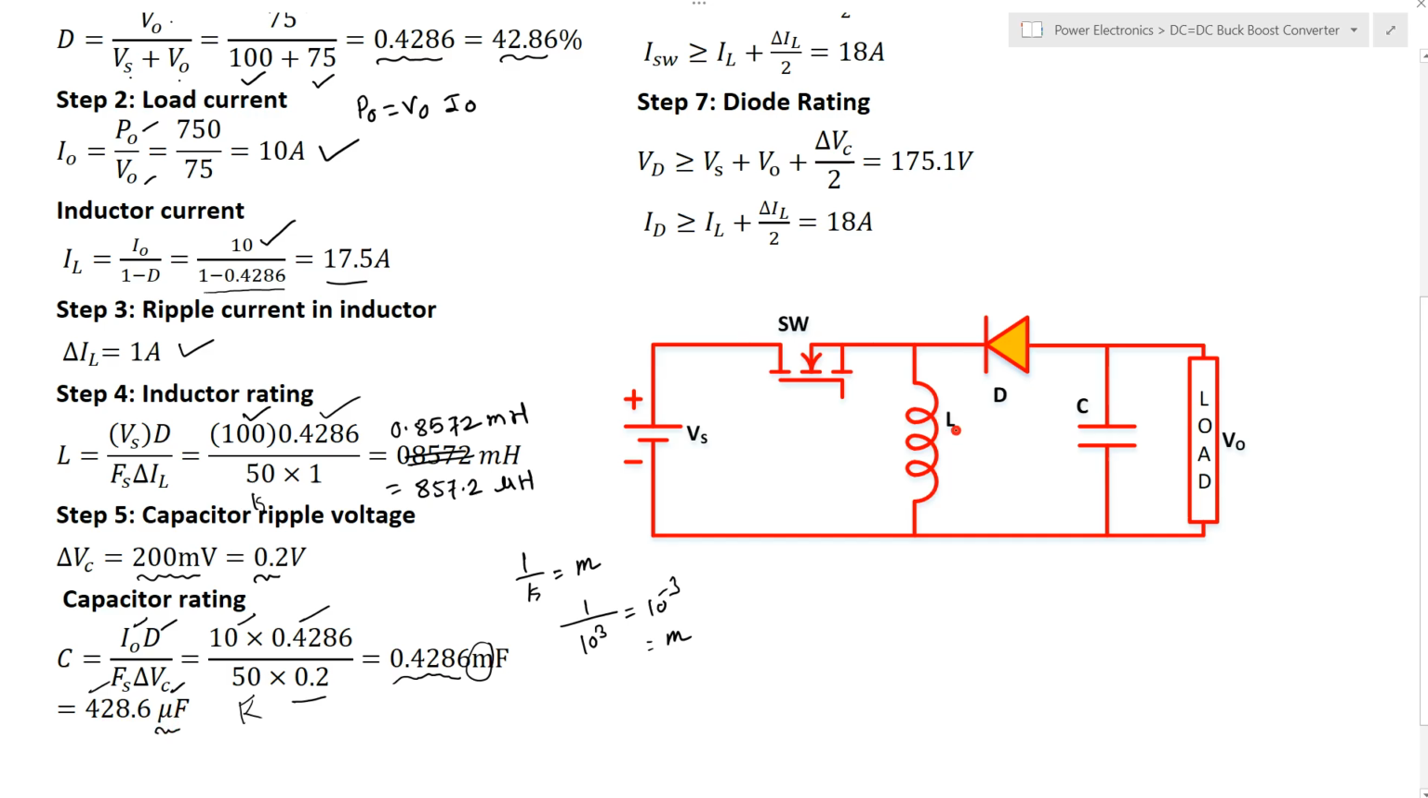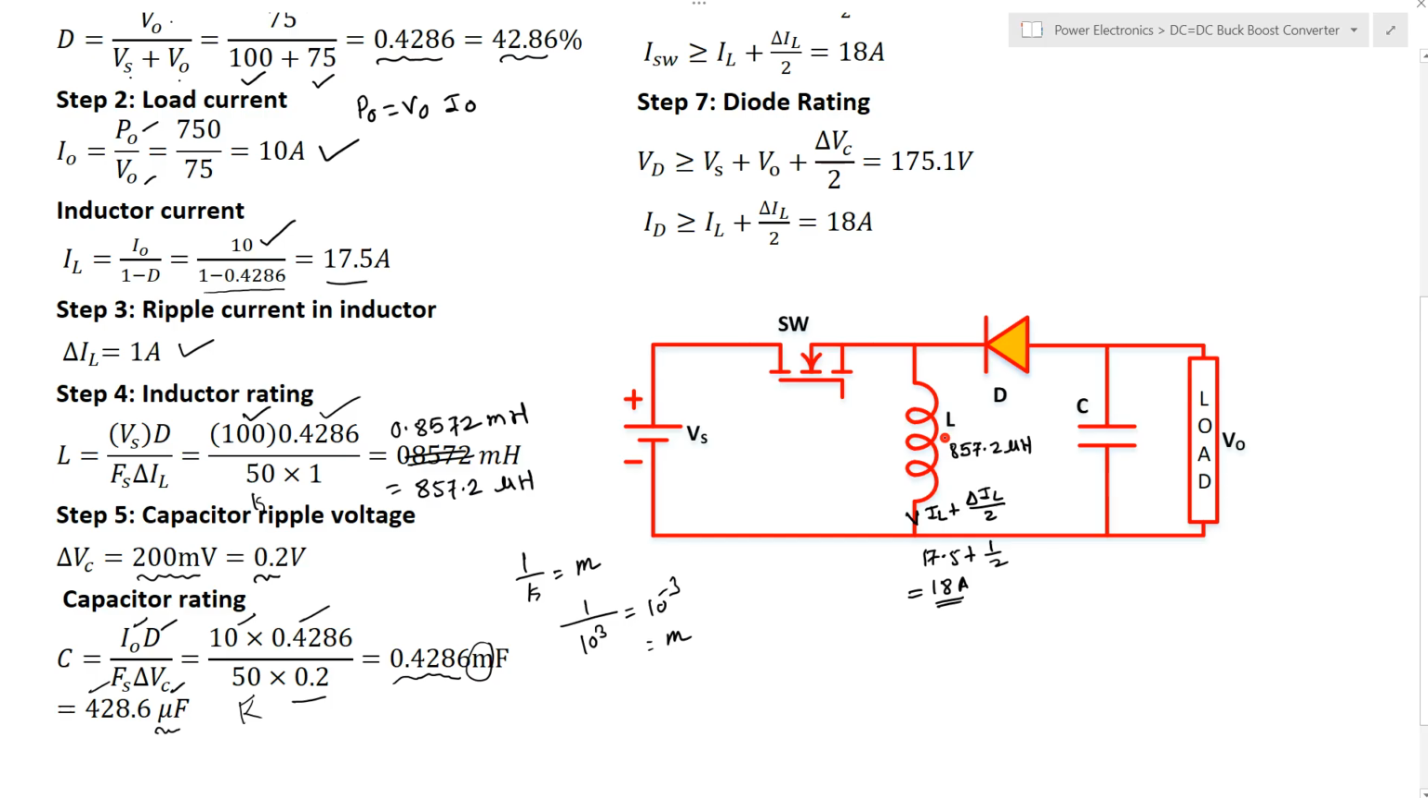So the inductor value which we got here is 857.2 microhenry. And what is the current through the inductor? The maximum current through the inductor is equal to IL plus delta IL by 2. So the IL value is 17.5, plus the delta IL value of 1 ampere, so 1 by 2, it comes to 18 ampere. So the value of the inductor current is 18 ampere.